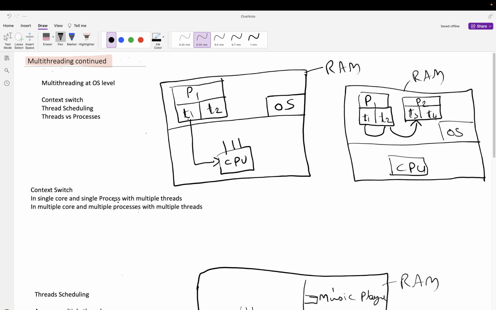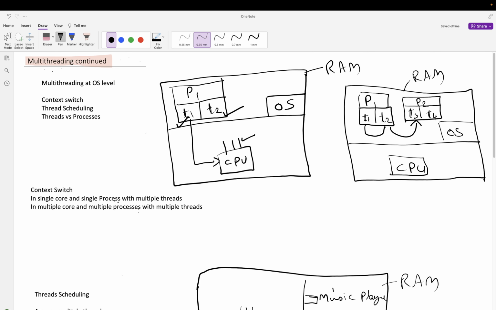In this scenario, the status of thread T1 is stored, and the status of thread T2 is restored, and it consumes its time on the CPU. Thread T2 will take its time on the CPU and execute its instructions. So here the switch happened: thread T1 went into a stored status, and T2 was restored and took its time on the CPU. This act is a context switch.